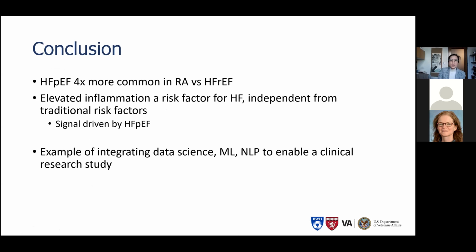And so in conclusion, we found that HFpEF was 4 times more common in RA versus HFrEF, which I thought was a surprising number. It was more than I thought, but it is in line with the few studies out there, which studied HFpEF and HFrEF using ICD codes. Elevated inflammation is clearly a risk factor for heart failure, independent from the traditional risk factors, and the signal is really driven by HFpEF. And I hope this gave you a nice example of how we've integrated data science, machine learning, and NLP in the framework of an epidemiologic study, in the framework of how we continue to do studies to study a clinical research question.